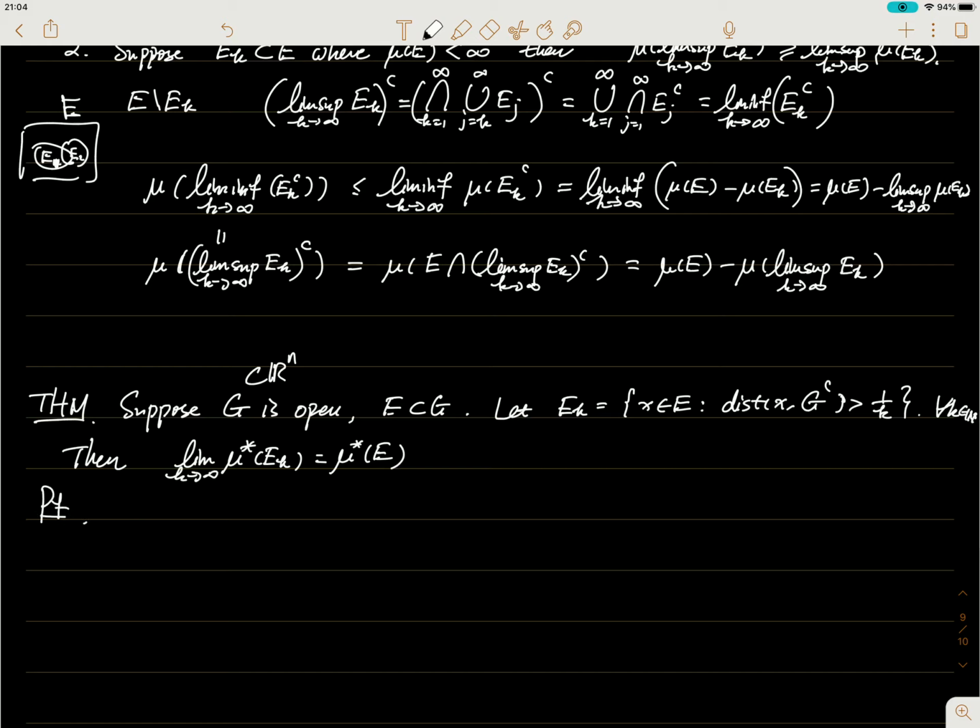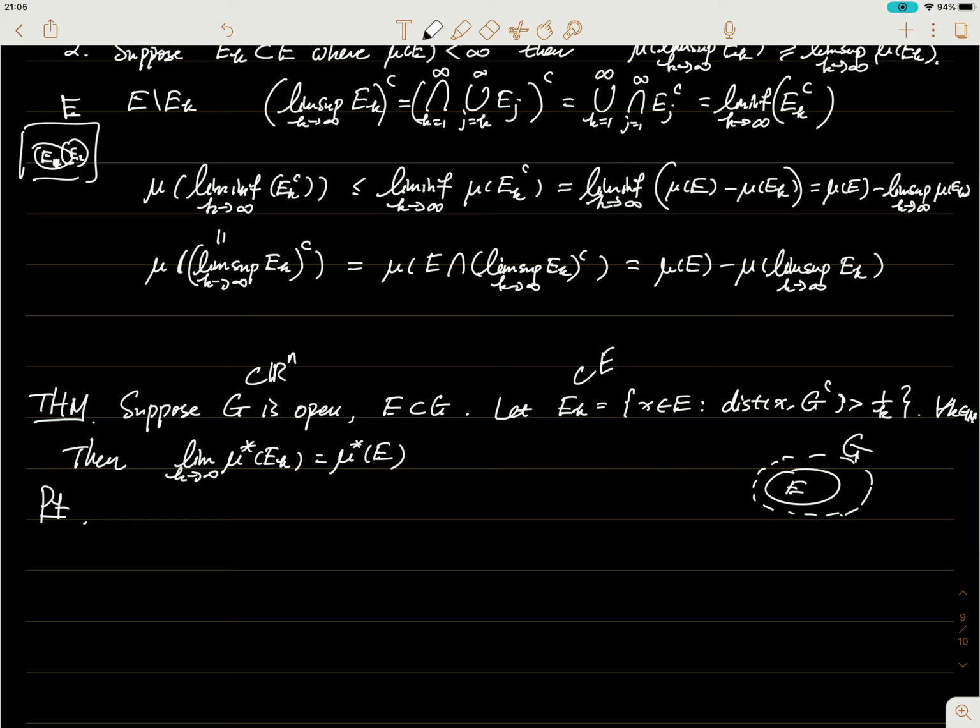Okay, so what this says is, suppose we have this E here, and this E is contained in some open set. Let me say that this is the open set G. It's contained in G. And I will define a subset of E, EK, such that its distance to G complement, to everything outside of G, is bigger than 1 over K. Okay, so the EK will be just a subset of E.